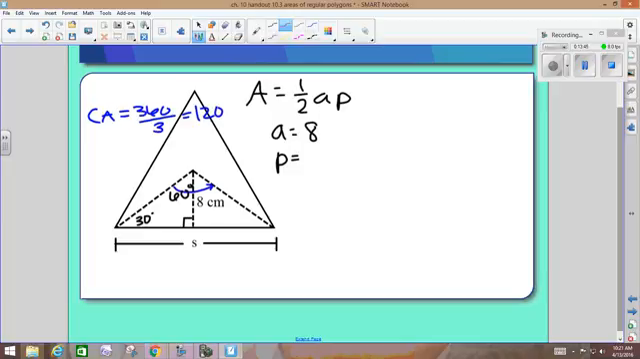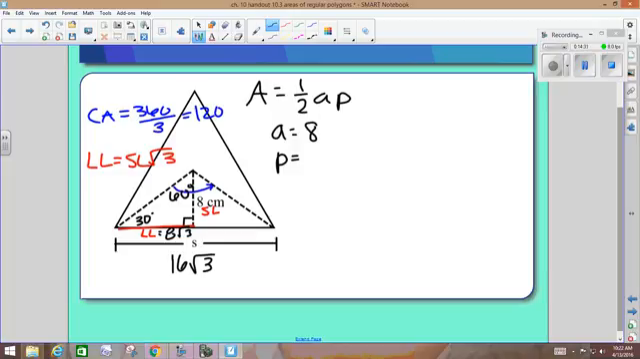8 is which leg of your 30, 60, 90? Short leg, because it's across from the 30. I need to know what this length is so I can find the whole side length. What leg is the bottom one? Long leg. In a 30, 60, 90, long leg equals short leg times what? Square root 3. So then this is going to be 8 square root 3. So the whole bottom, S, is going to be how long? 16 square root 3. That's your entire side length down there.